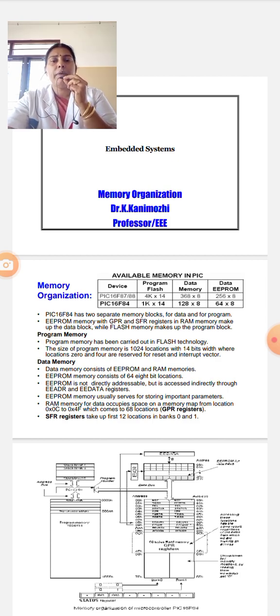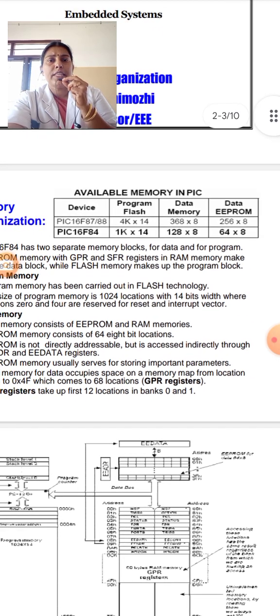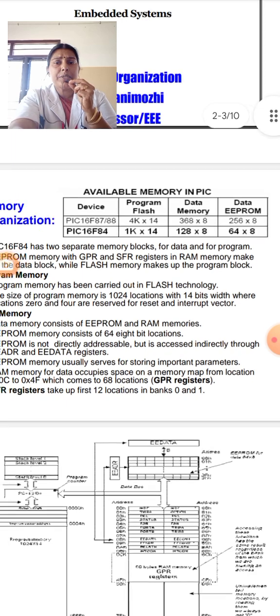To start with the memory organization, a table has been shown which indicates the available memory in a PIC microcontroller. In case of device PIC 10F87 or 88, the program flash memory is 4K, data memory is 368 by 8, and data EEPROM is 256 by 8. In case of PIC 16F84, the program flash memory is 1K by 14 and data memory is 128 by 8. The data EEPROM is 64 by 8.